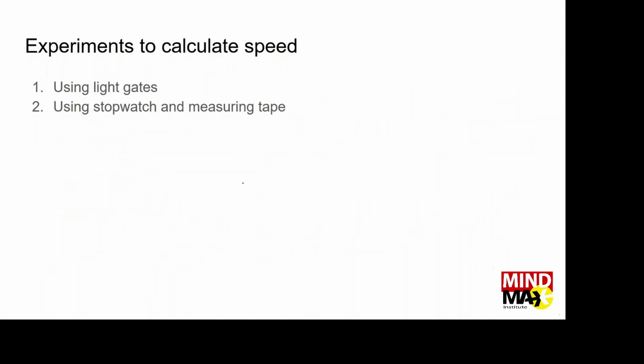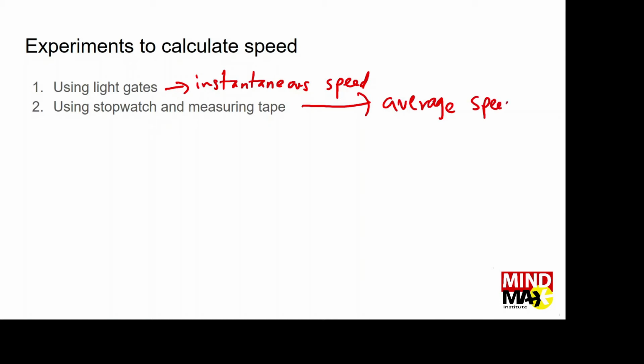Okay. Now there are two sorts of experiments to calculate speed. One is using light gates, one using a stopwatch and measuring tape. The one using light gates will give you instantaneous speed, and the one using a stopwatch and measuring tape will give you the average speed. We just learned about average speed a few slides ago.